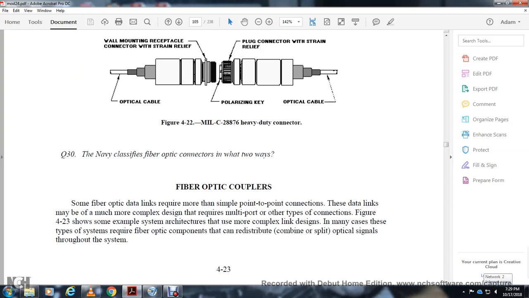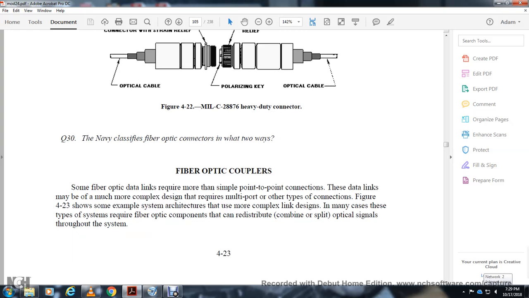Fiber optic couplers. The fiber optic data link requires more than a simple point-to-point connection. The data link may be of a much more complex design, requiring multi-port or other types of connection. The figure shows some examples of system architectures that use more complex link designs. In these cases, the typical system of fiber optic components can distribute, combine, and split optical signals through the system.